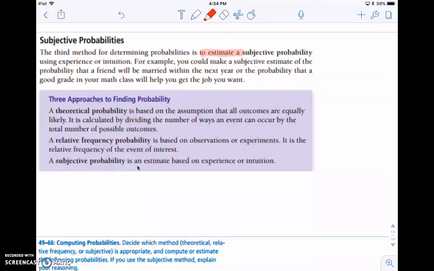So you'll hear people throw these out. I think that the likelihood of this happening is 4 out of 5, or 4/5. That's a very subjective probability, especially if it's just someone's opinion. But again, you have to look at that person's experience and intuition. So the things we are going to be sticking to in this chapter, or at least this section, is theoretical probabilities.